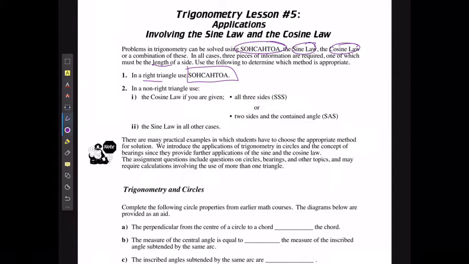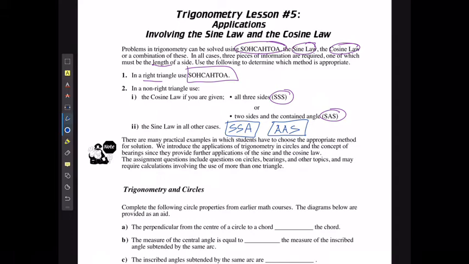I'm going to use the cosine law if I'm given either three side lengths or two side lengths and the angle in between them. I'm going to use the sine law in the other cases, being if I have two side lengths and an angle that is not contained, or if I have two angles and a side length, because I can always solve my third angle and use my sine law.